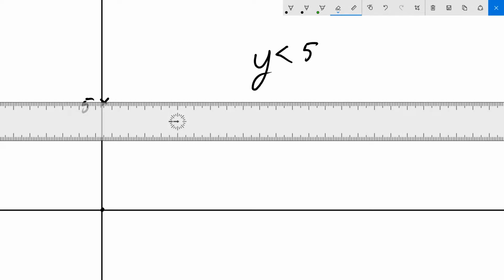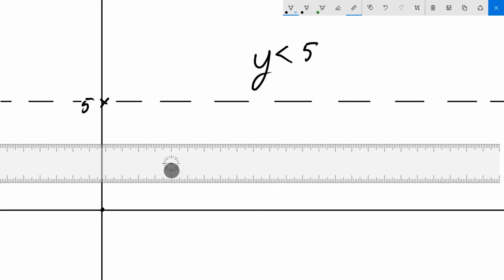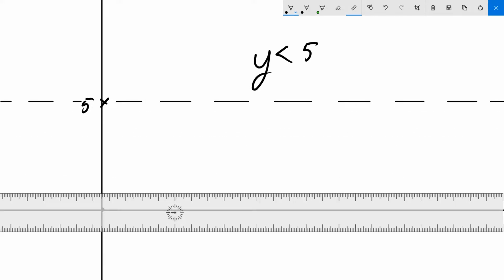So here. But notice that we're not having y is smaller than or equal to 5. This is y is smaller than 5. So what that means is that we have to make a broken line or a dashed line like this. And this broken, dashed line represents where 5 is, but we're saying that y never actually equals 5. It gets really close, but it's not actually 5.